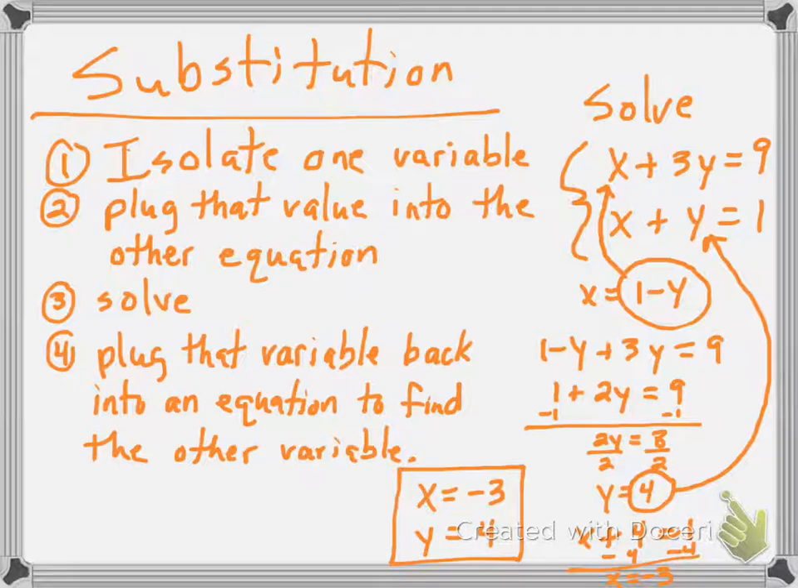Now, notice, I plugged this y value back in up here. But that probably wasn't the best place to plug it in, because right here I already have the x isolated. So it probably would have been smarter just to go ahead and plug it into this y, wouldn't it? So then I just see that x equals 1 minus 4, which 1 minus 4 is negative 3. I wouldn't have had to solve this one algebraically if I would have used this one.